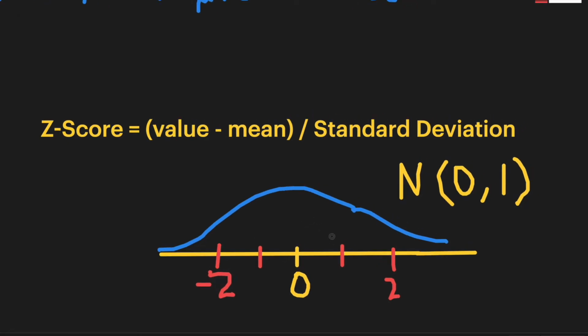So the z-score standardizes everything, so it's on the same playing field. It has the same mean and standard deviation. So it's easier to know how much a value is higher than the mean compared to another one.